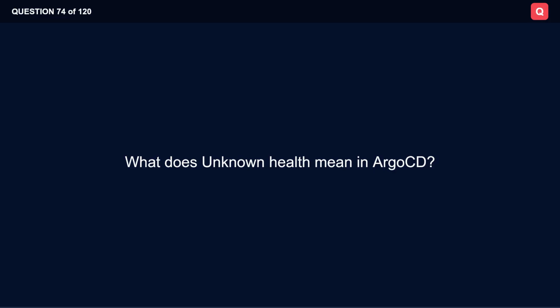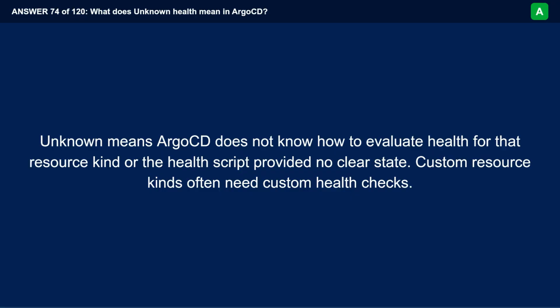What does unknown health mean in ArgoCD? Unknown means ArgoCD does not know how to evaluate health for that resource kind, or the health script provided no clear state. Custom resource kinds often need custom health checks.